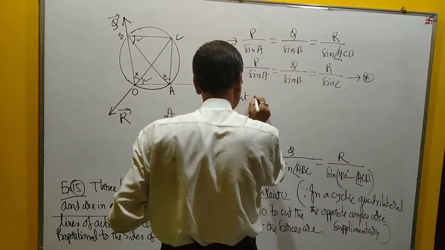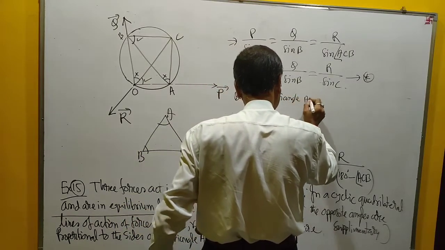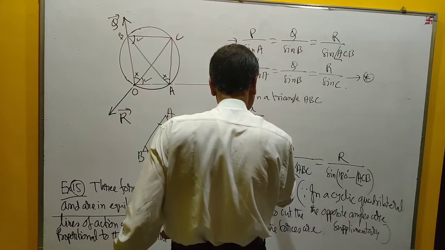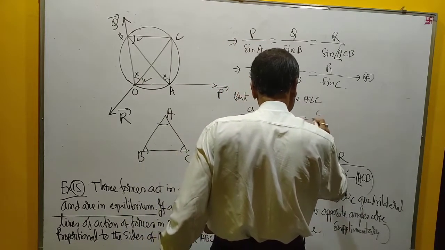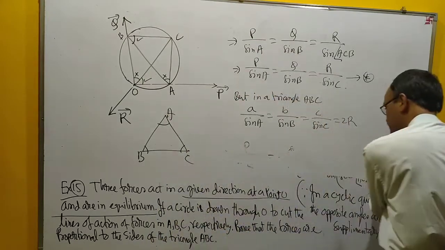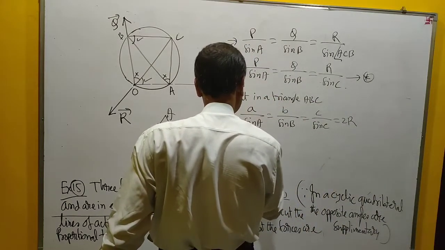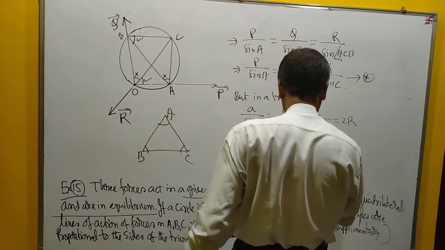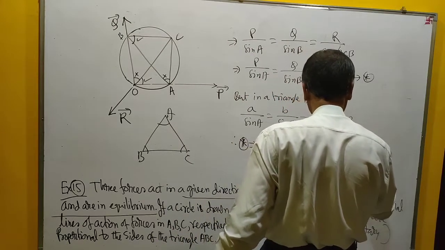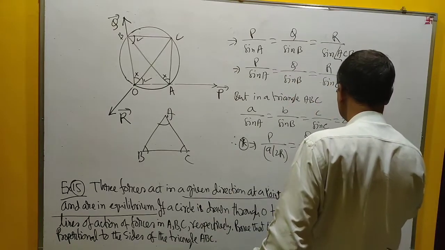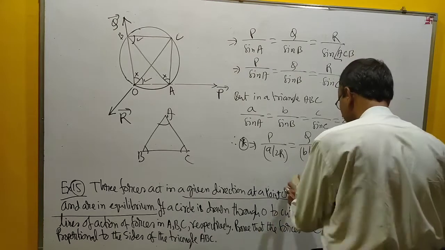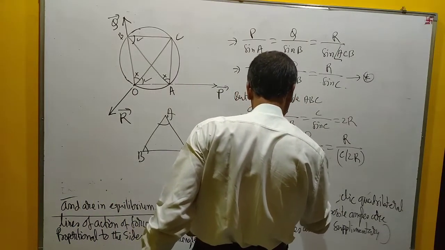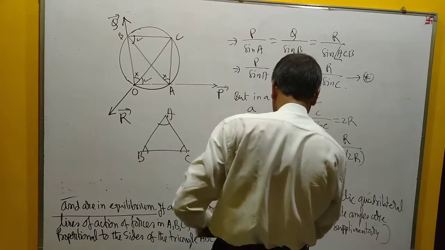But in a triangle ABC, a divided by sine A equal to b divided by sine B equal to c divided by sine C, and this is equal to twice R. Therefore, from the star equation, for sine A you may write a divided by twice R, and similarly b divided by twice R, and c divided by twice R. This means that P by a equal to Q by b equal to R by c.